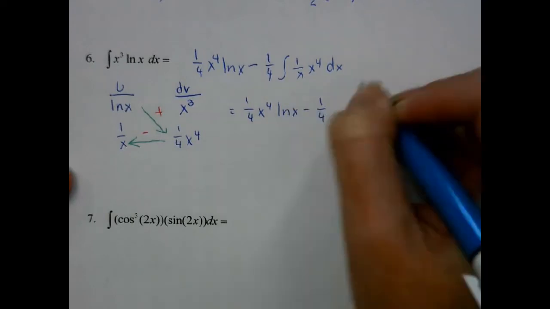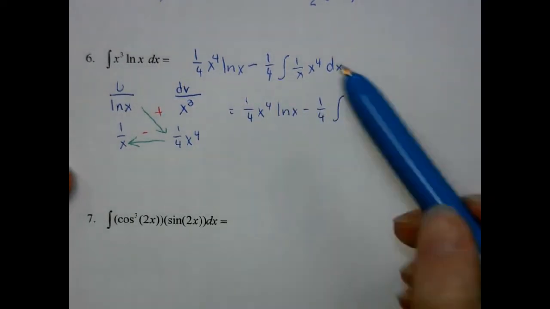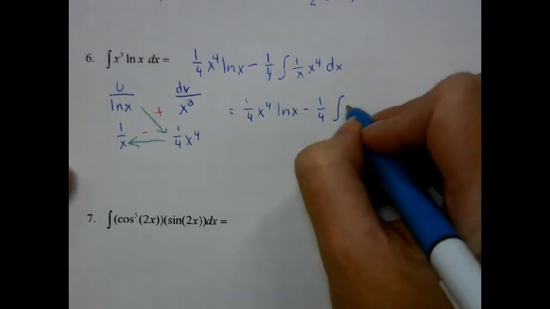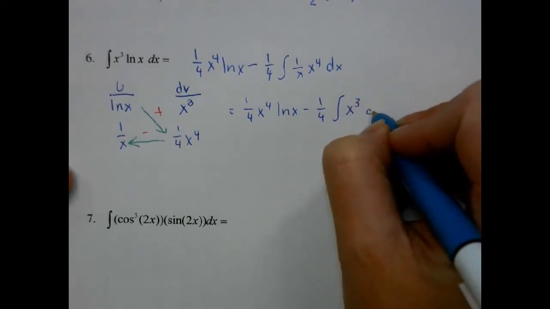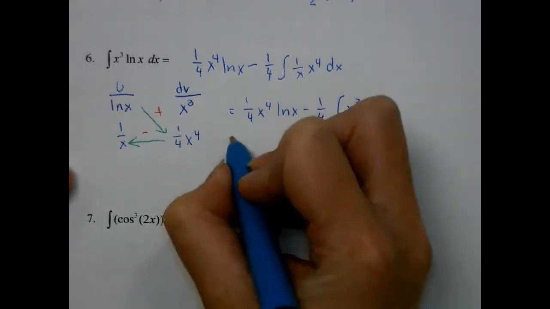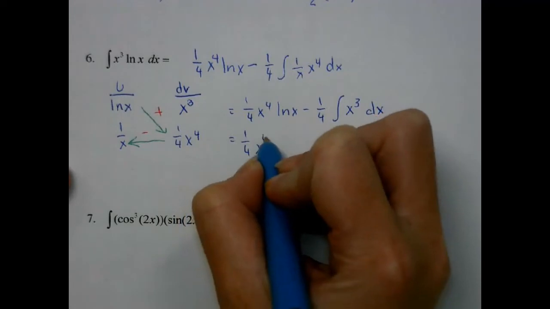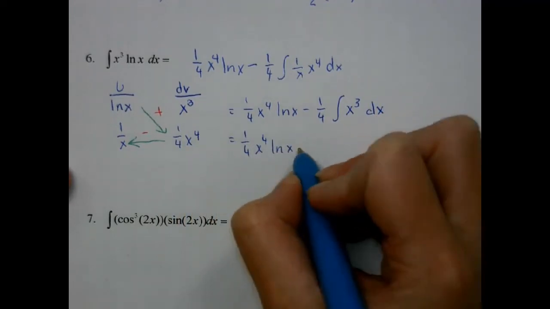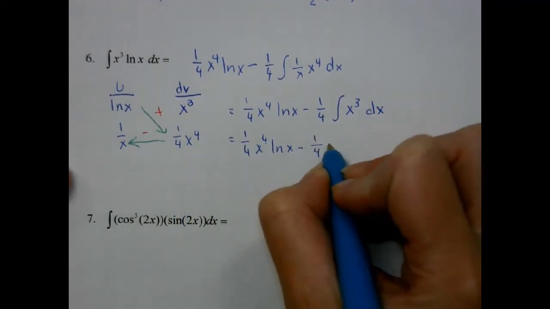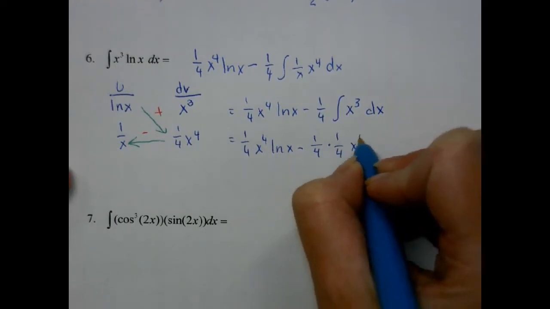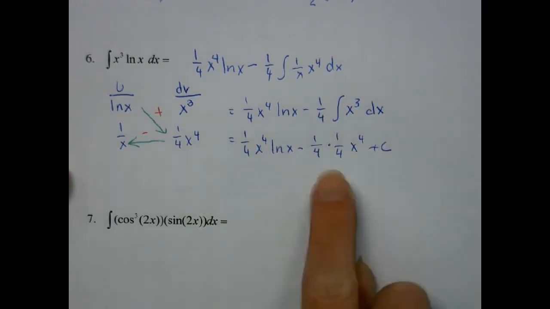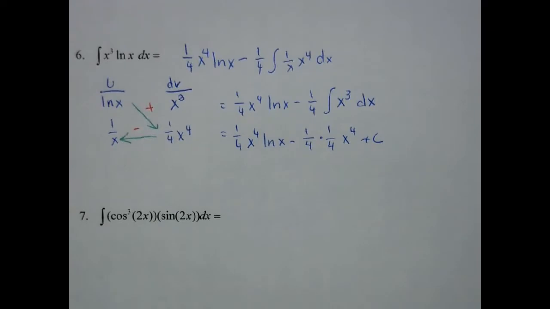So the reason we like logs to be our u is that now that's going to simplify to x cubed. So this will be 1/4 times 1/4 x to the 4th plus c. So if you wanted to do it in one more step and make that 16ths, you can.